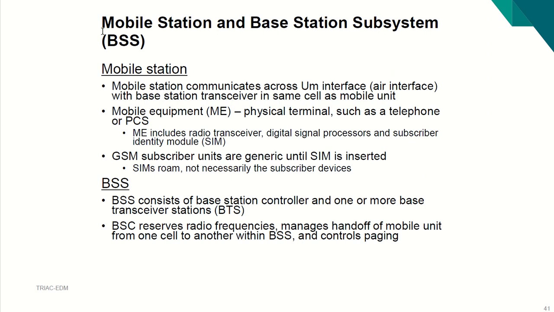Okay, so each station has certain functionalities. In the mobile station and base station subsystem, the mobile station communicates across the user interface. That is the air interface, wireless, with the base station transceiver in the same cell as the mobile unit. Mobile equipment is the physical terminal, such as a telephone or PC.